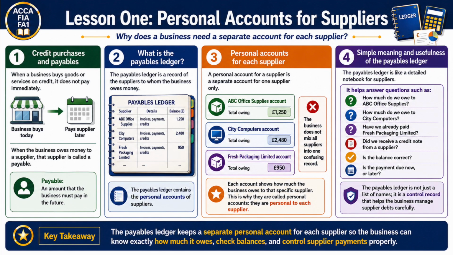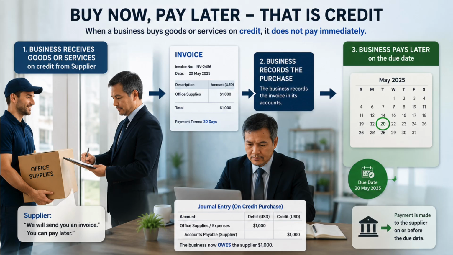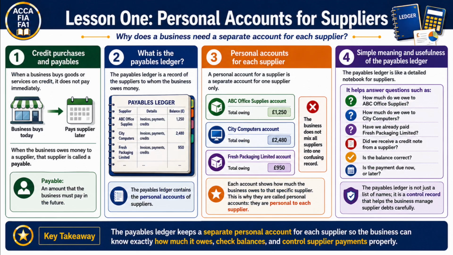Lesson 1, Personal Accounts for Suppliers. When a business buys goods or services on credit, it does not pay immediately. For example, a business may buy goods today and agree to pay the supplier next month. In accounting, when the business owes money to a supplier, that supplier is called a payable. A payable means an amount that the business must pay in the future. So, the payables ledger is a record of the suppliers to whom the business owes money.